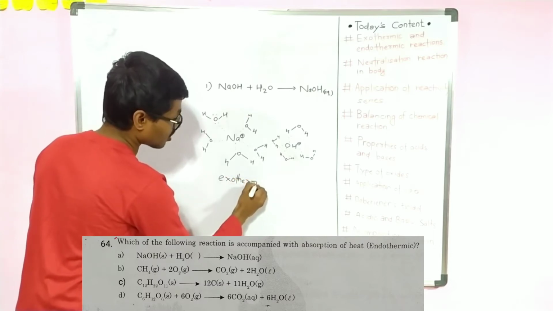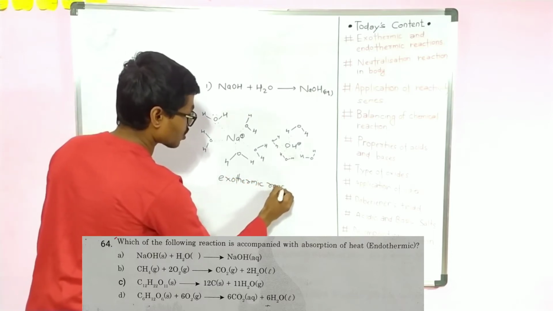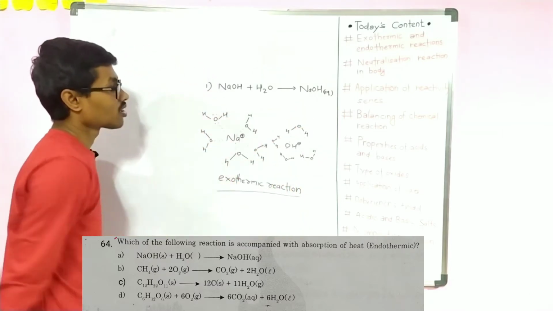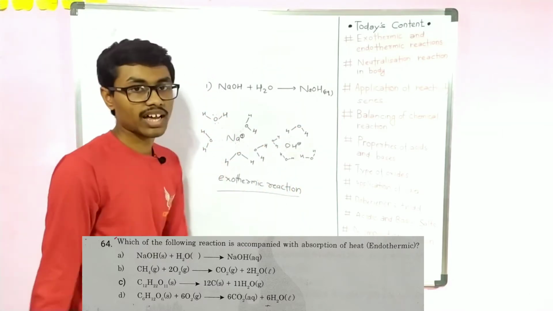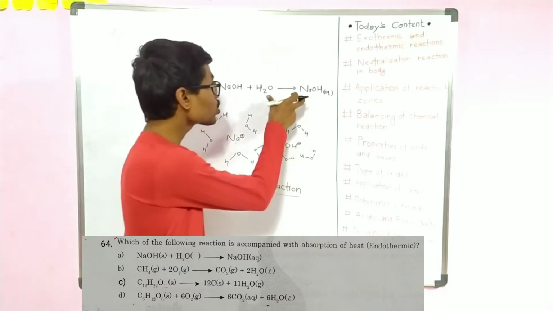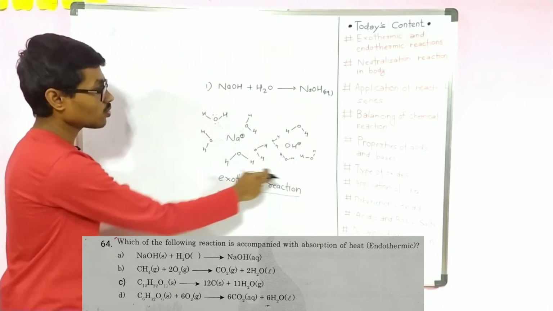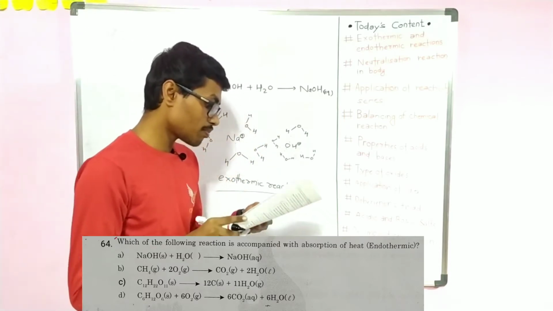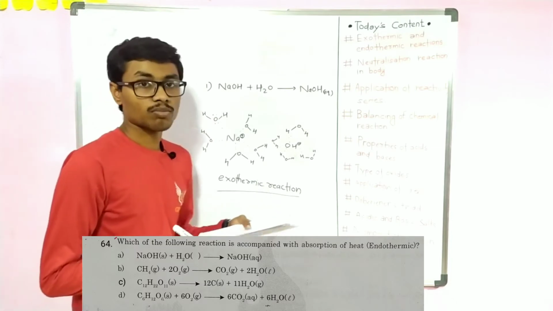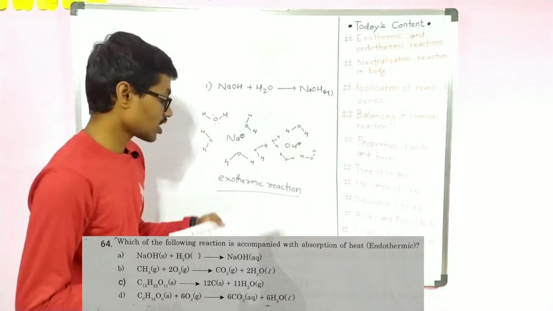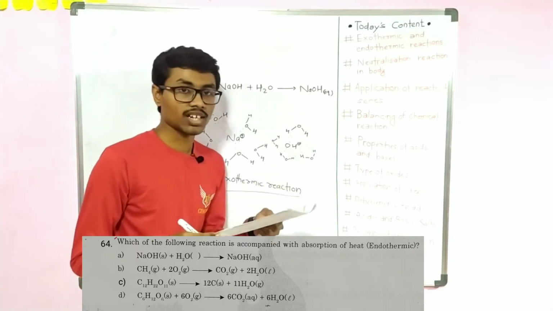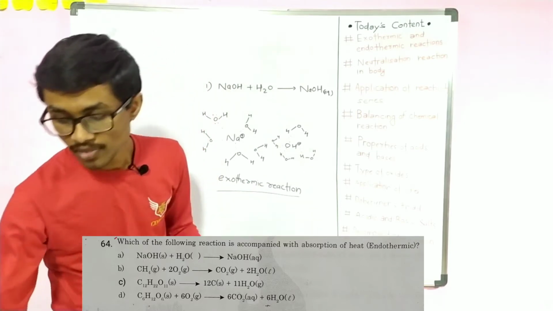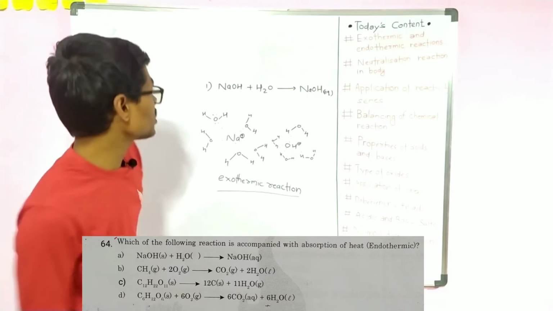Generally we have to remember this, but this concept is from class 11th, not class 10th. But to remember it, we can give this explanation for option A. Now option B and option D are both combustion reactions. Combustion reactions are always exothermic.